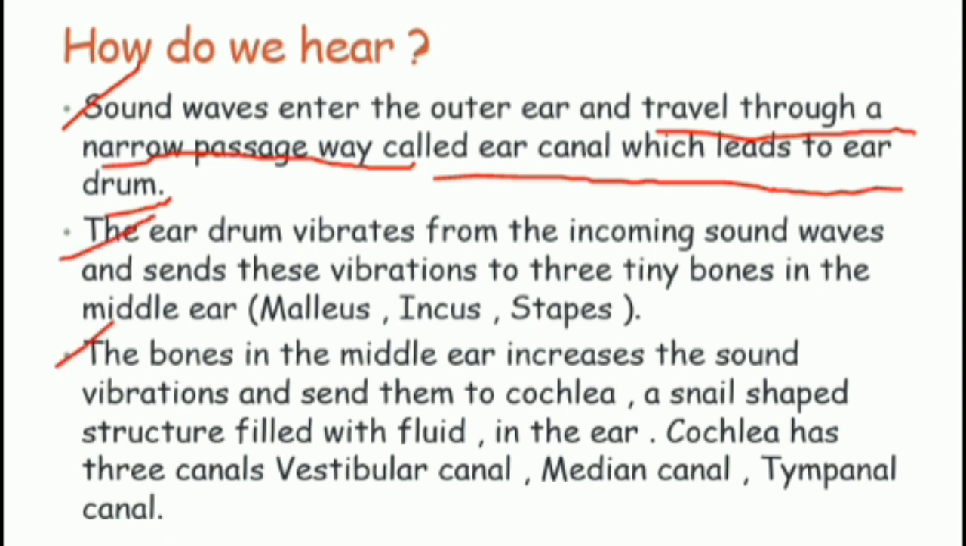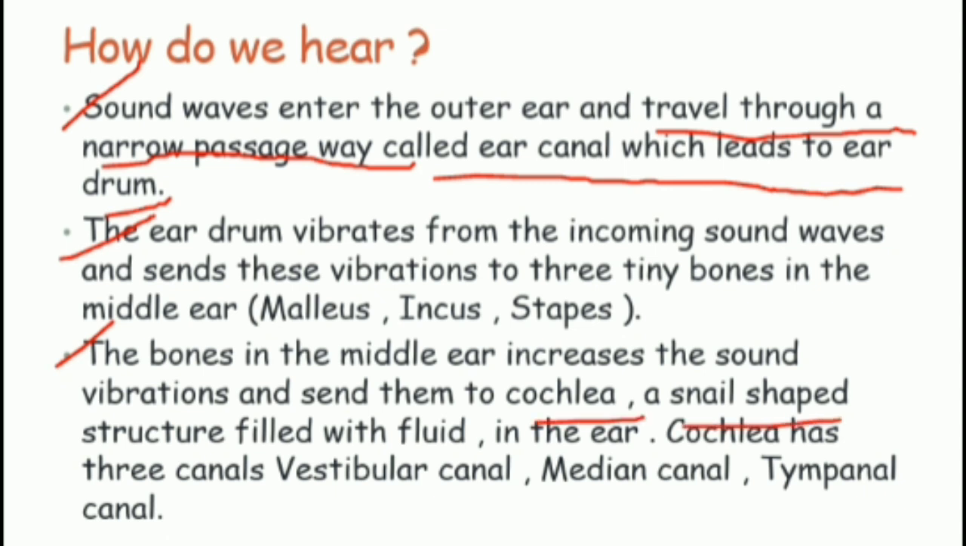Now third, the bones in the middle ear increase the sound vibration and send them to the cochlea. Please remember that our ear increases the sound 20 times more than the normal sound. Okay, because of this middle ear part, because of the tiny bones. Now, these vibrations are then sent to the cochlea through the oval window.